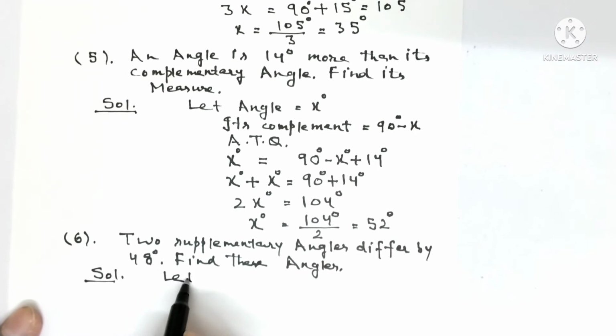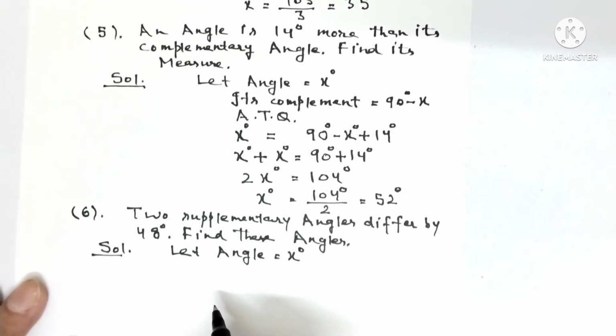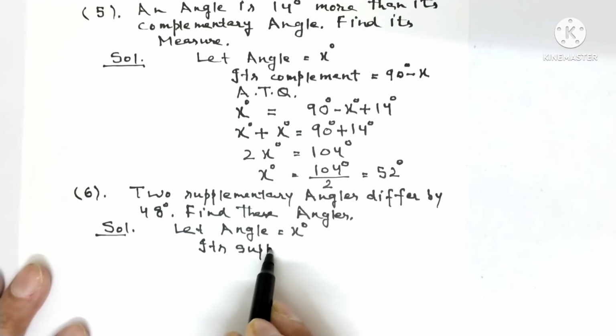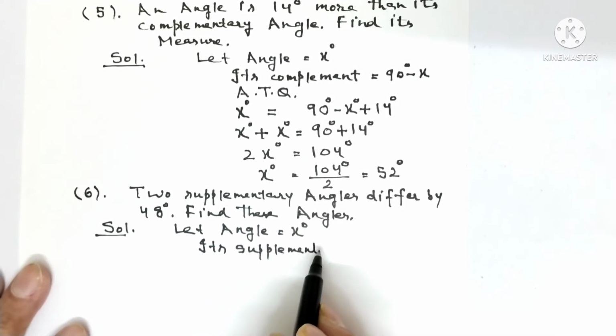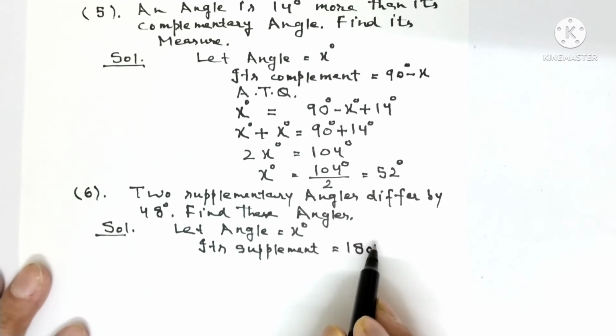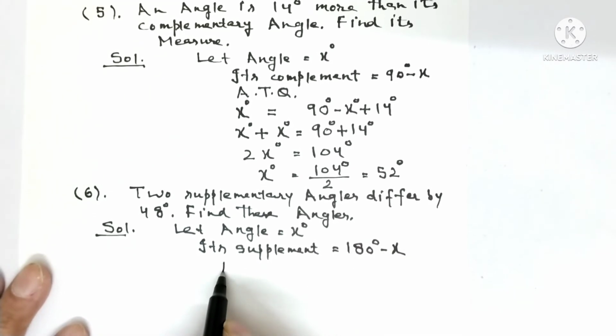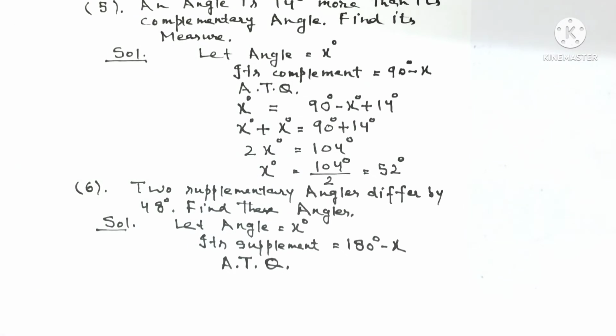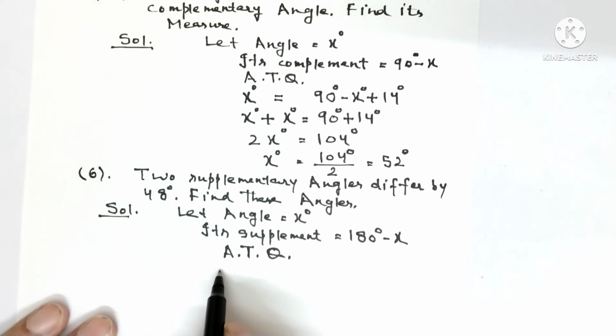Let the angle be equal to x degree. So if the angle is x degree, its supplement will be what? Its supplementary angle will be 180 degree minus x. Now according to the question, two supplementary angles differ by 48 degree. Means one angle minus the other angle differ by 48 degree. So x degree is one angle and the other angle is 180 degree minus x.